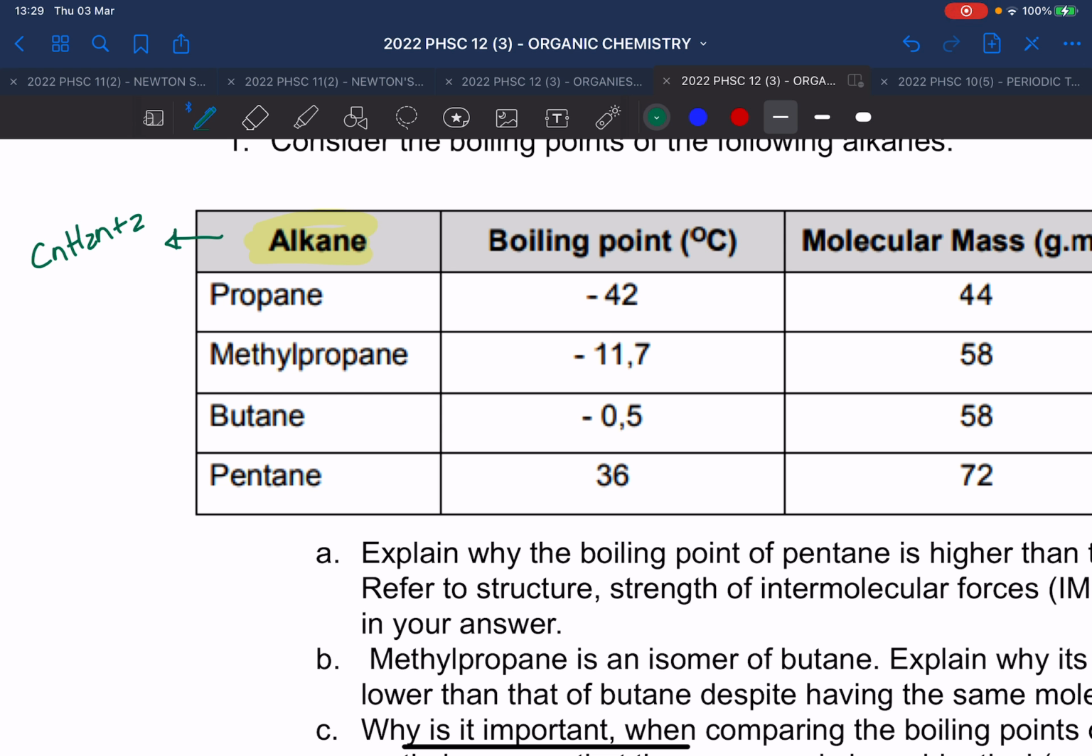You studied it. Yes. They are all part of the alkanes, so they all have the same general formula.